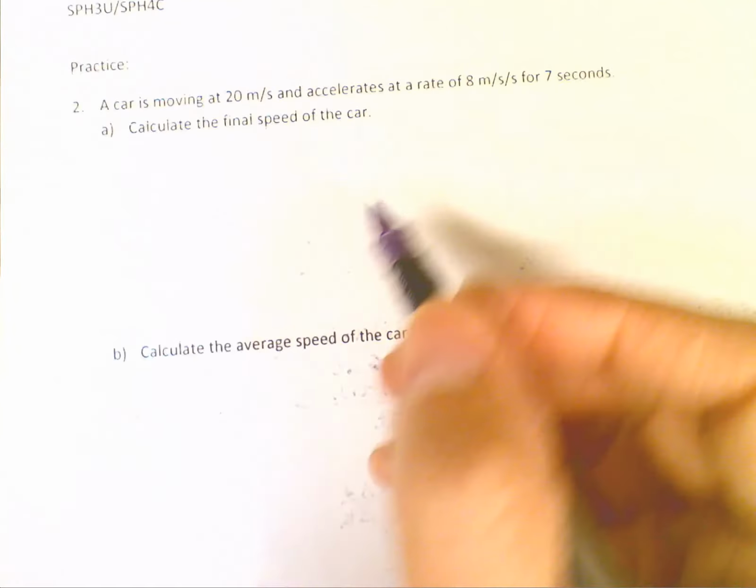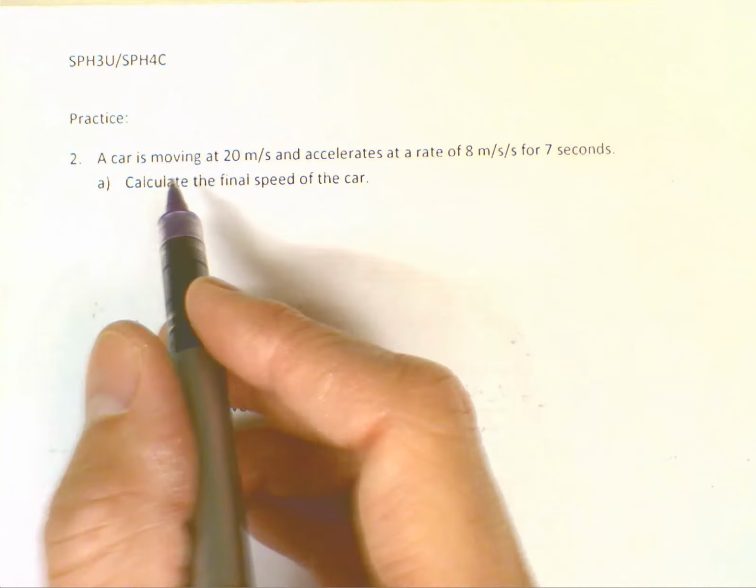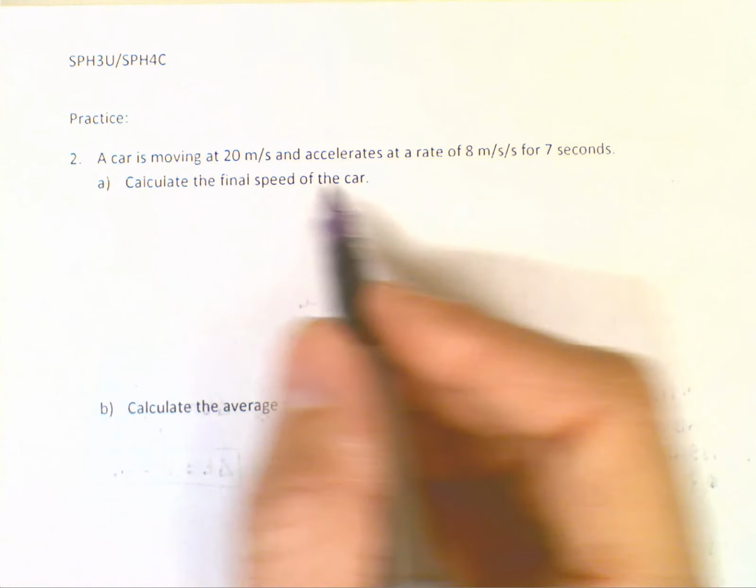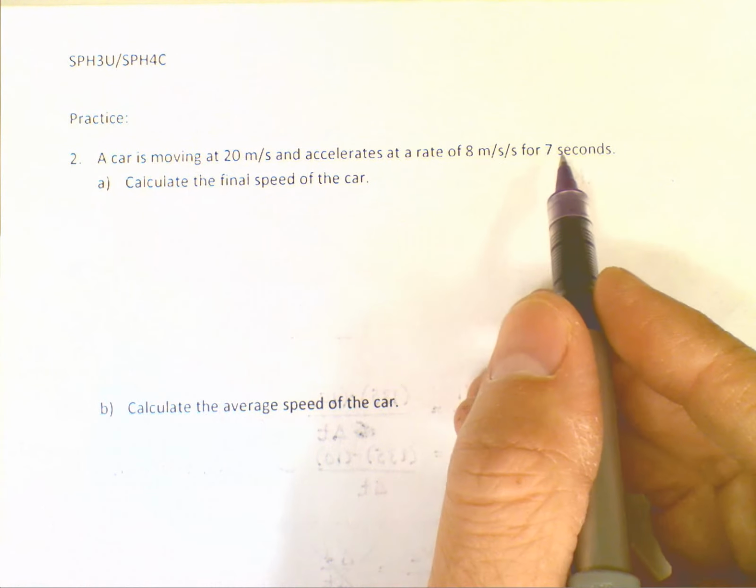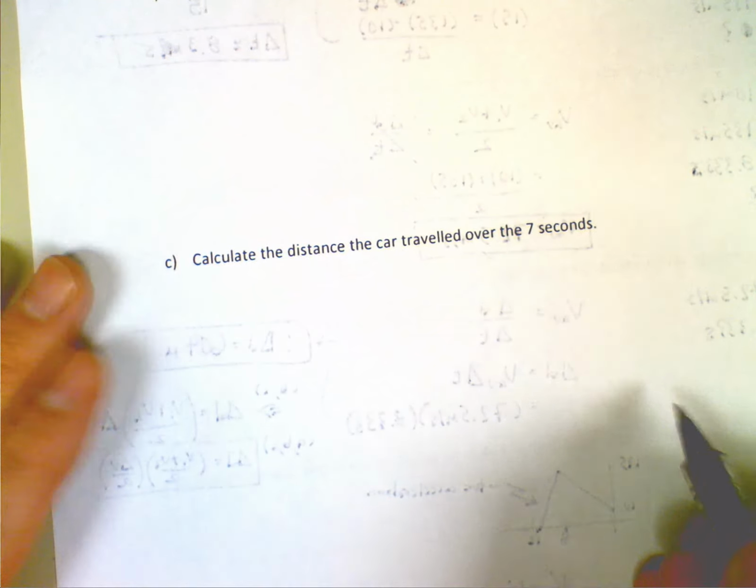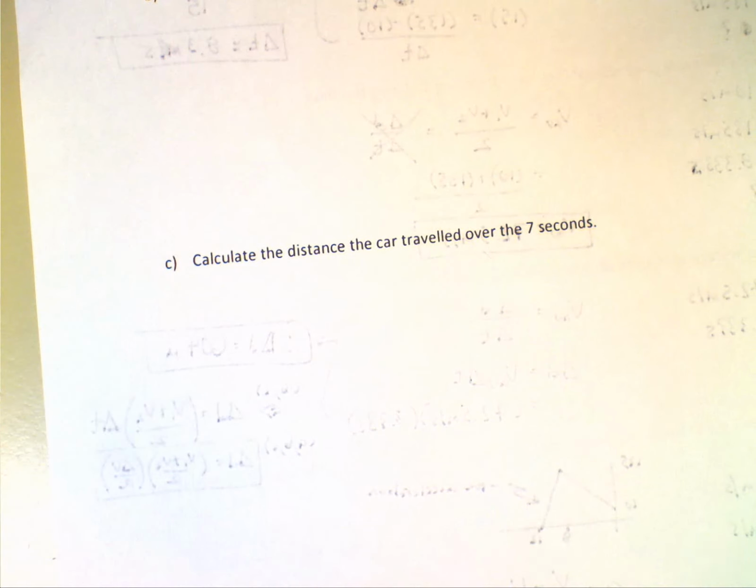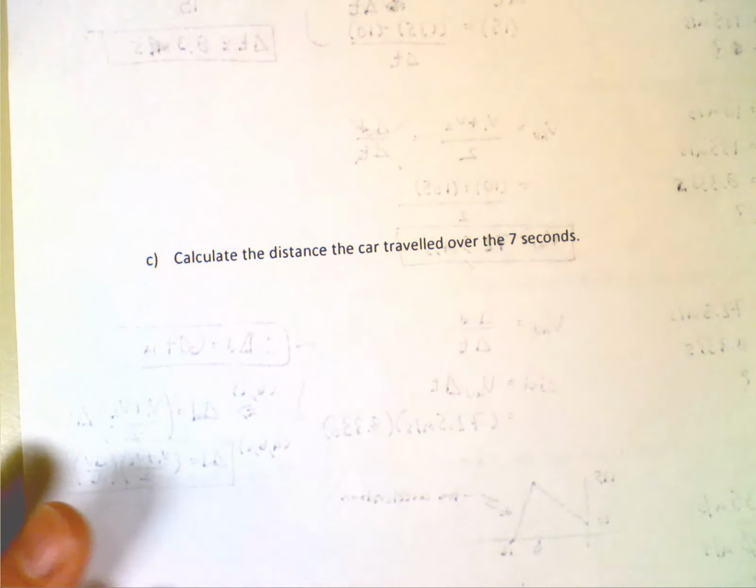All right, on the back, you're going to try to do the backside by yourself. So the car is moving from 20 meters per second, accelerates at a rate of 8 meters per second for 7 seconds. Calculate the final speed, calculate the average speed, calculate the distance. If you wish, you can try and just do all the equations together, or show each step individually. So that's your task. The solution will be at the front of the room waiting for you.